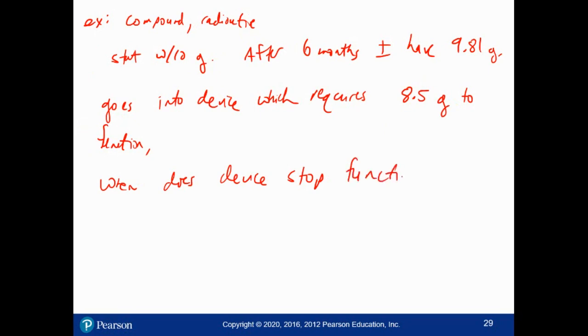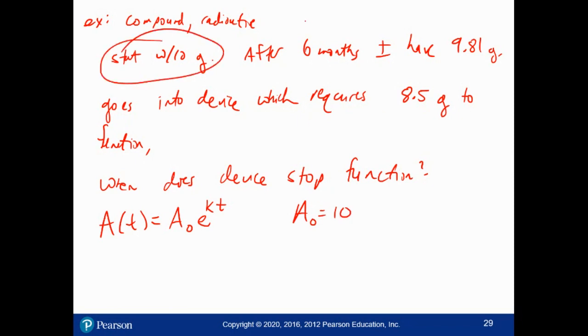So the information that we have is that we are starting with 10. That's my amount at time 0. Our model says the amount at time t is the amount at time 0 times e to the kt. And we are given A sub 0 is 10. We start with 10 grams.